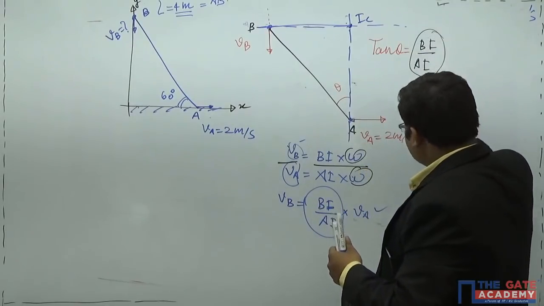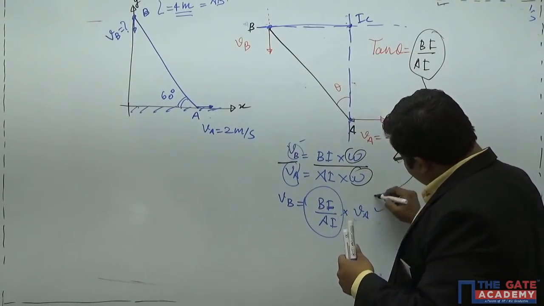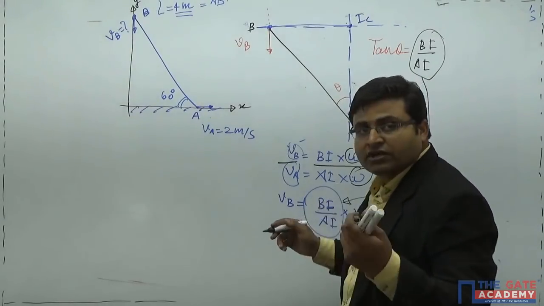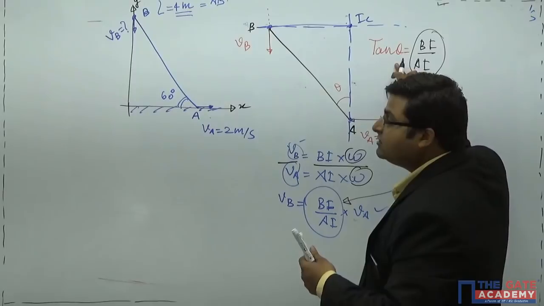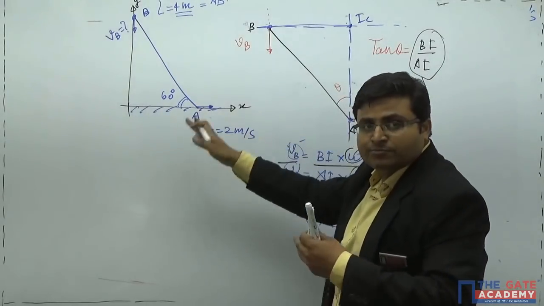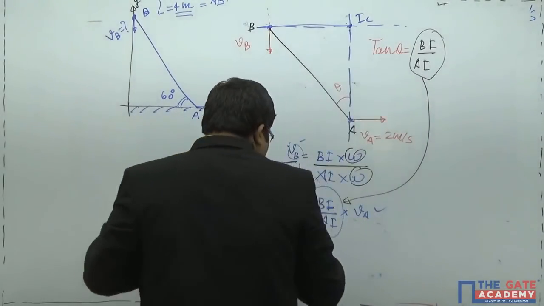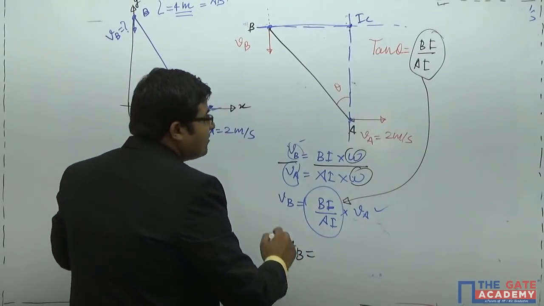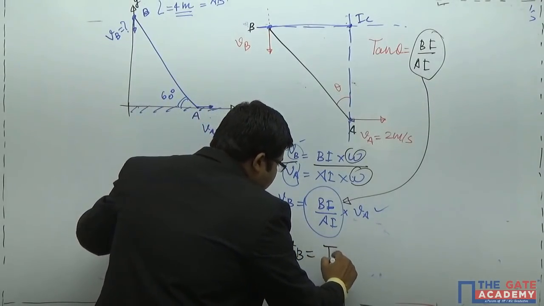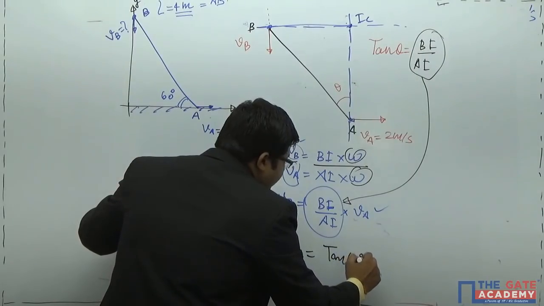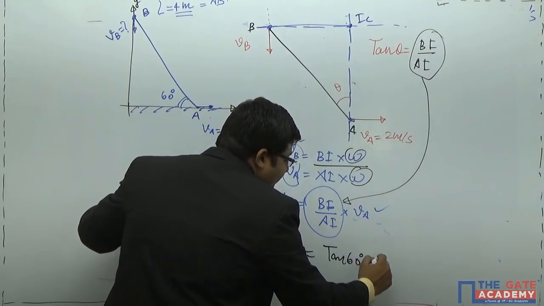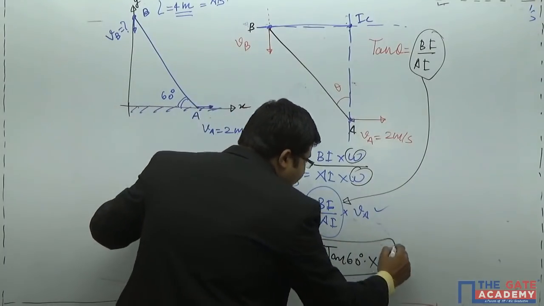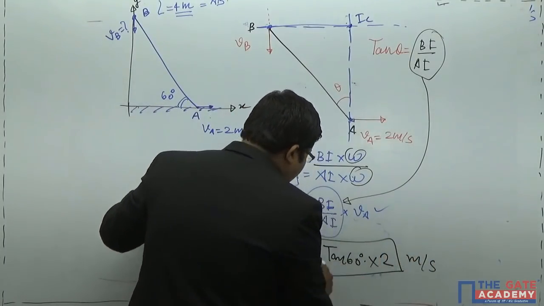Look at this. So what can we do? Immediately we can replace this Bi upon Ai with tan theta, that is 60 degrees in this particular case. So we can write velocity of B is equal to tan 60 into velocity of A, that is given as 2 meter per second. So this is your answer for velocity of point B.